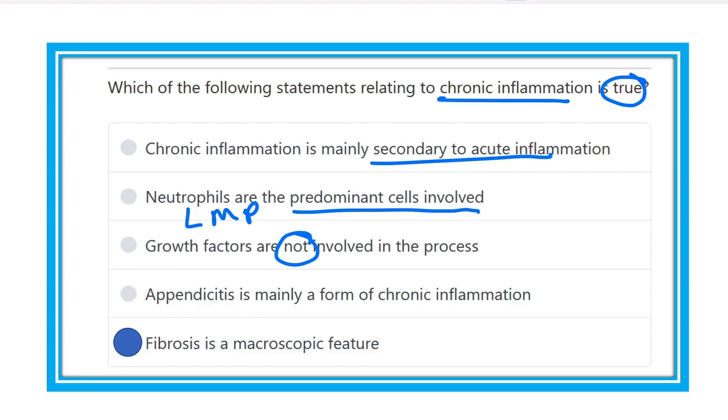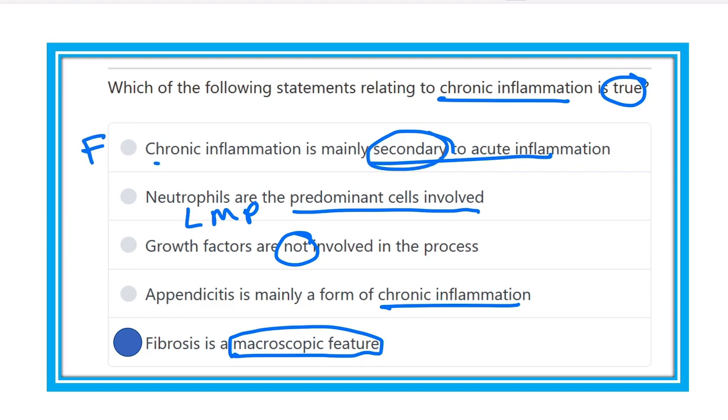Appendicitis is mainly a form of chronic inflammation. It is not true, because appendicitis is acute inflammation or recurrent acute inflammation of the appendix, because in case of appendicitis, inflammation develops, completely resolves, that means acute inflammation closes, and again starts acute inflammation. Fibrosis is a macroscopic feature, it is also true. And chronic inflammation is mainly secondary to acute inflammation. It is not true, it is false, because chronic inflammation is usually primary to acute inflammation. That means acute inflammation develops, then chronic inflammation, when acute inflammation fails to recover.